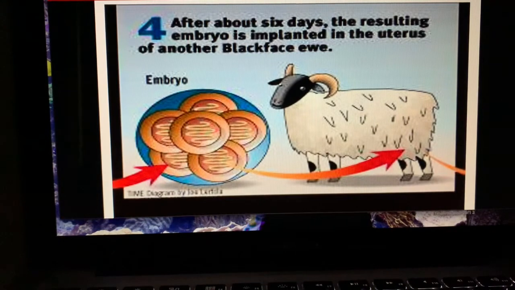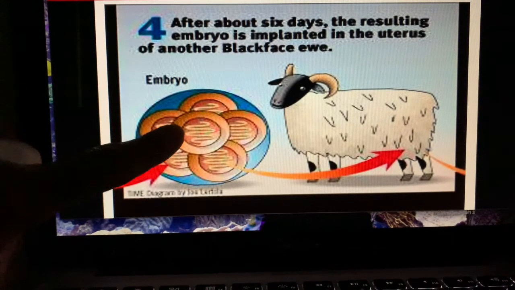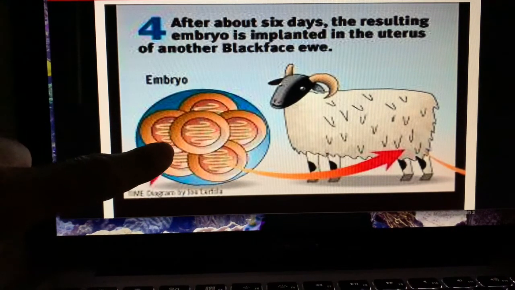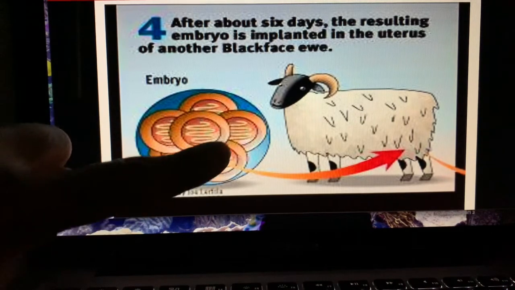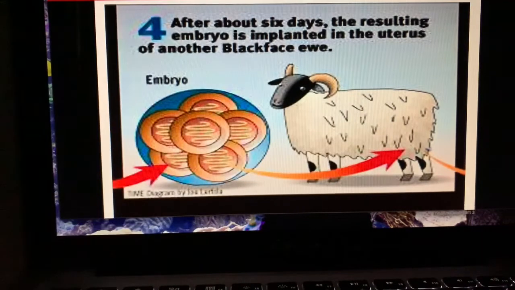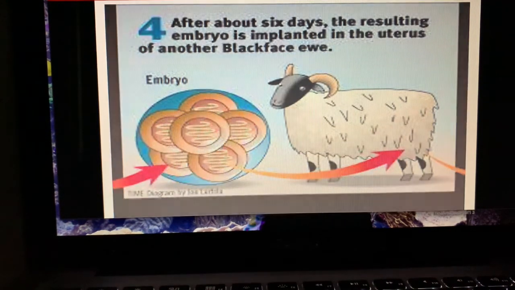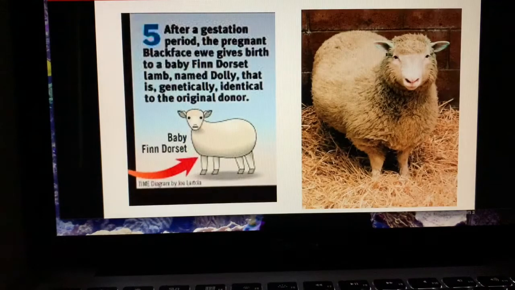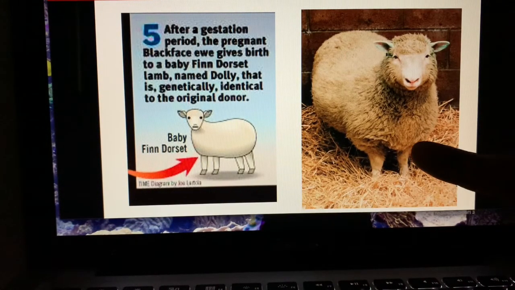Again, you could see one cell becomes many cells over here through the process of mitosis. Once we have a ball of cells, it's called an embryo. It is implanted in the uterus of the surrogate sheep. Maybe we can call her Sally. And after the gestation period, or the amount of time it takes to grow that baby sheep, Dolly is born. And this is actually a real picture of what Dolly looked like.